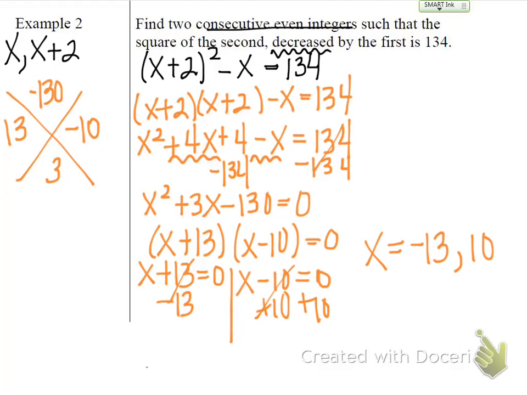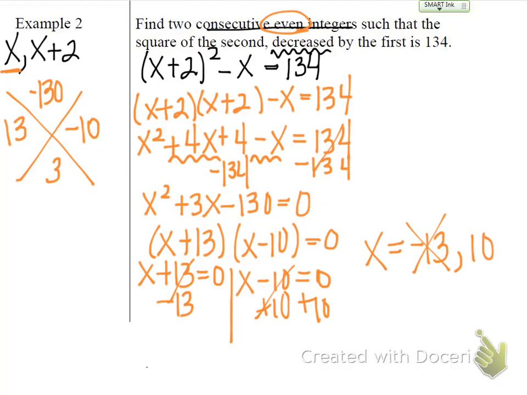Okay, good. All right, so let's think about this though. These are our two possibilities for x, which is the first consecutive integer, not for the whole thing. So these are just the two possibilities for x, but they had to be what? What were my x's supposed to be? Evens. So can I eliminate one of my answers? Which one? The negative 13.